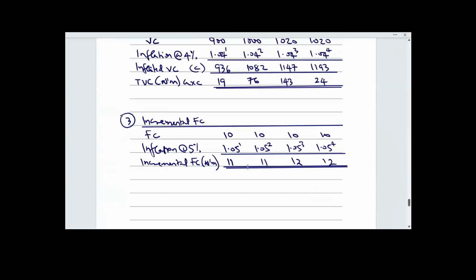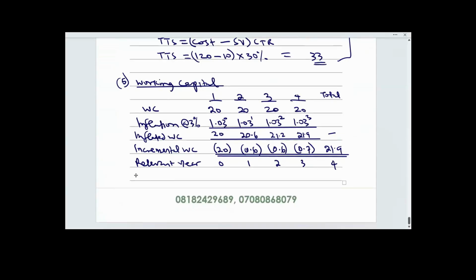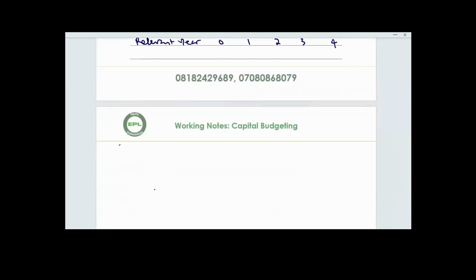Working number 6. I don't have space again. Let me just come here. Working number 6. I want to calculate money cost of capital. Who is that person? You are the ones writing on my screen.